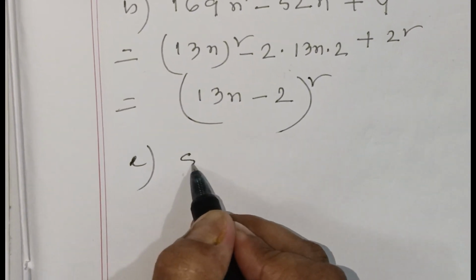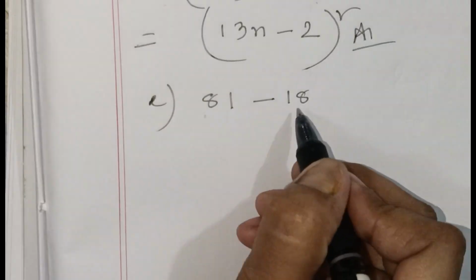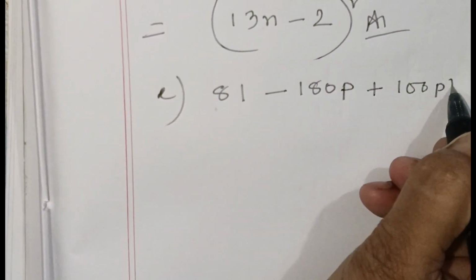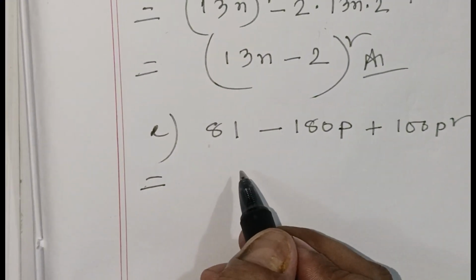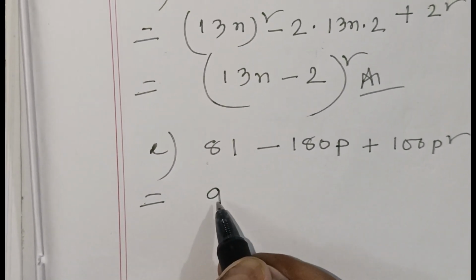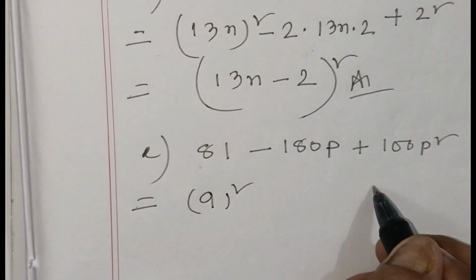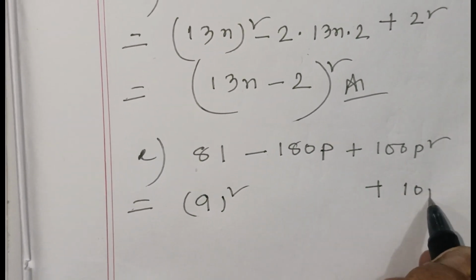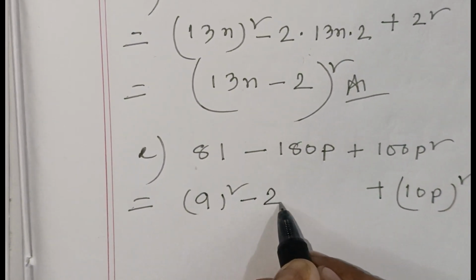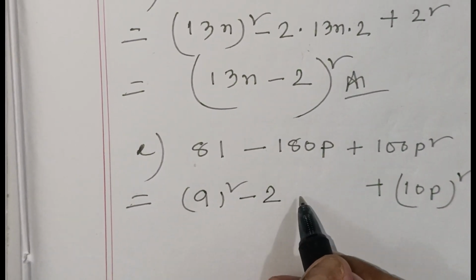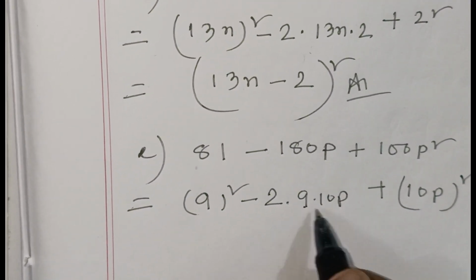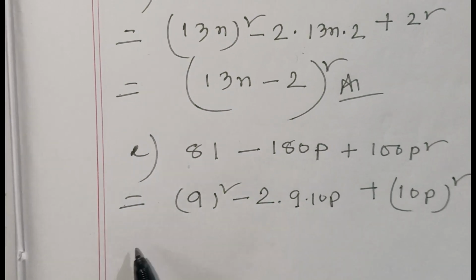Now see, 81 minus 180p plus 100p square. So at first, 81 breakdown, that means 9 nines are 81, 9 whole square, and 100, that means 10p whole square, 10 tens are 100. Breakdown. Formula 2 use: a means 9 and b means 10p. So 9 twos are 18, 18 tens are 180p.